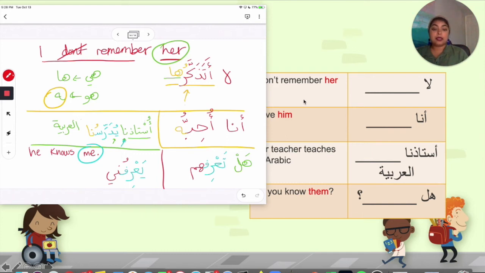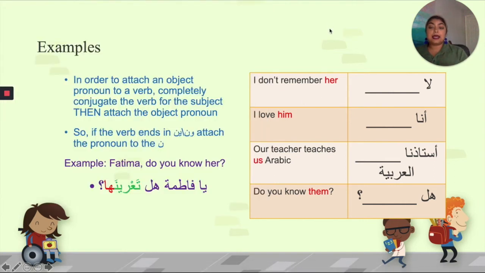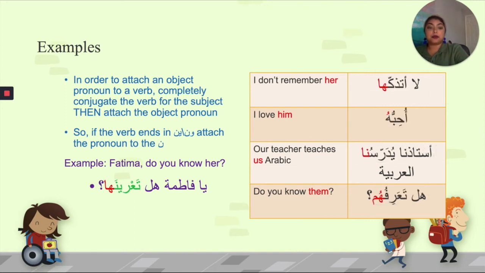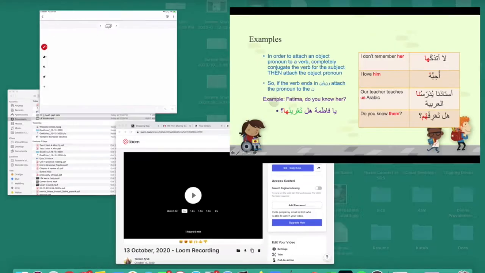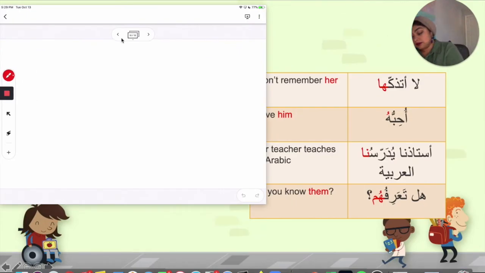Okay. Now, the other note that I mentioned in the slide is that you have to conjugate the verb completely, and then you attach the pronoun. So those are the answers there. That means if the verb ends with a suffix, you keep the whole suffix, and then you attach the ending. So here's an example. It says, Ya Fatima, هل تعرفينها? So we're saying, do you, and it's feminine because I'm talking to Fatima, do you know her?